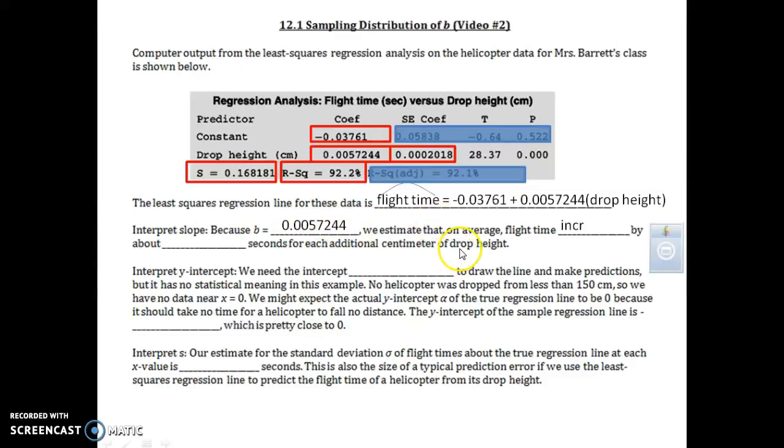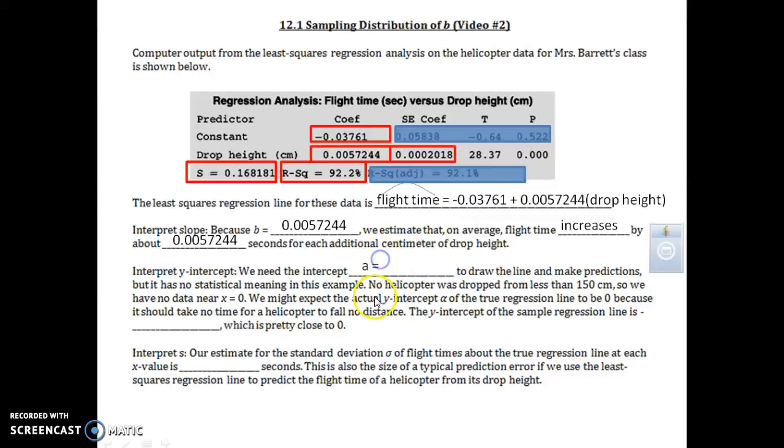So that's obviously important. Because our slope is 0.005724, we estimate that on average the flight time will increase by about that amount, and it's in seconds, for each additional centimeter of drop height. So if you remember from chapter 3, as x increases by 1 unit, the predicted y, I should say, will increase or decrease by the slope. So that's interpreting your slope.